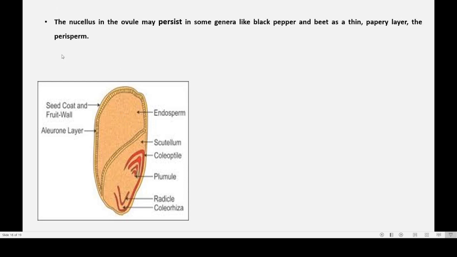Sometimes what happens is that the nucellus, which we saw in the early stages of megasporogenesis, can remain as it is. It may persist in later stages also. In seeds also you may find the presence of nucellus. An example is black pepper. If you grind black pepper, you can see some whitish part in the powder. That whitish part is nothing but the nucellus. So in black pepper, the nucellus, which is not present in other plants, can remain as it is.